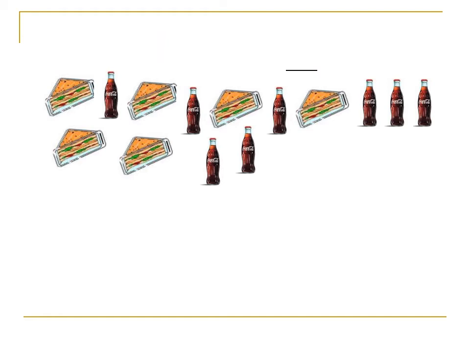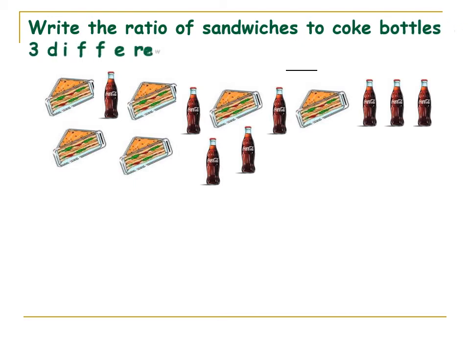Now we will solve another question. Write the ratio of sandwich to Coke bottles in 3 different ways. How will we solve this? First, we have to know the number of sandwiches: 1, 2, 3, 4, 5, 6. And the number of bottles: 1, 2, 3, 4, 5, 6, 7, 8. So the ratio of sandwich to Coke bottles is 6 to 8.